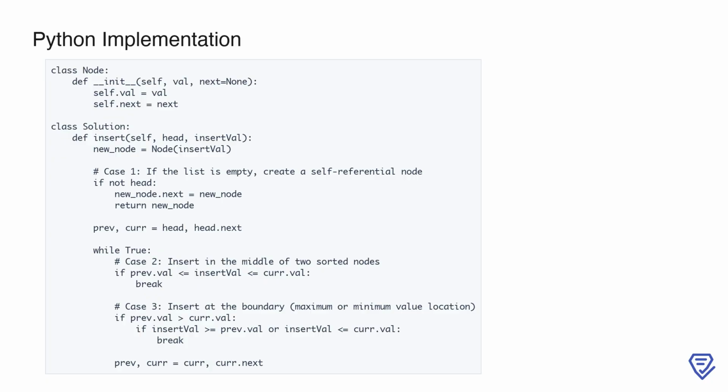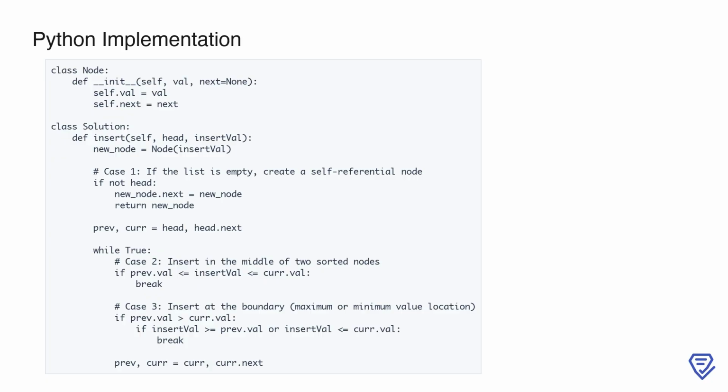Now, we handle the edge case where the list is empty. If the head is None, it means there are no nodes in the list, so we make the new node point to itself, forming a circular structure, and return it as the new head. If the list is not empty, we initialize two pointers, prev, starting at the head, and cur, pointing to the next node. We then enter a while loop to find the correct position for the new node.